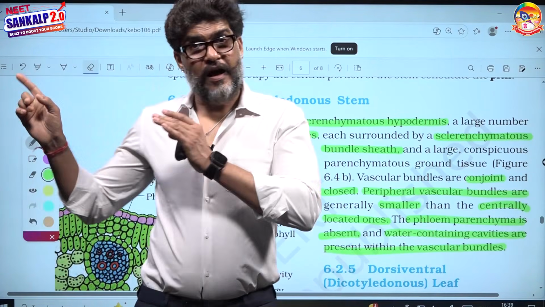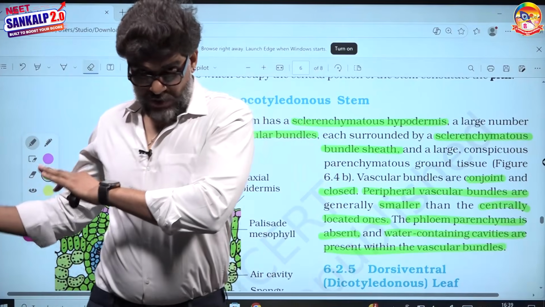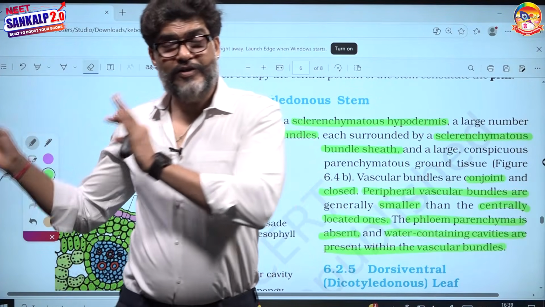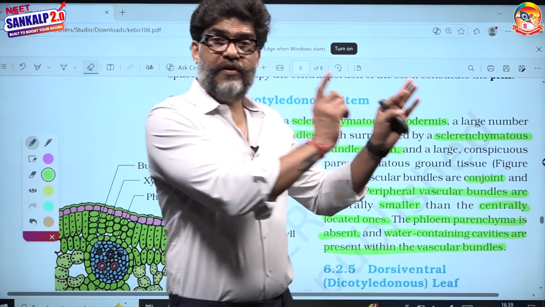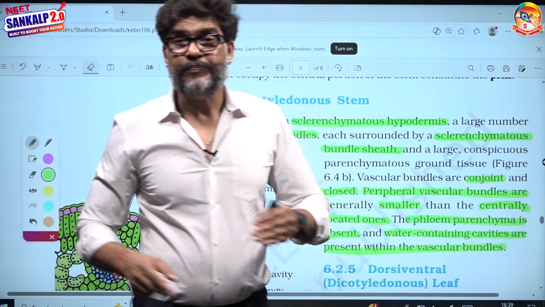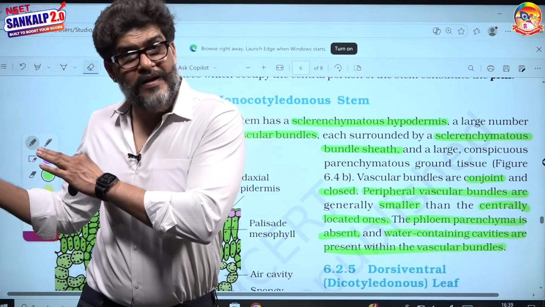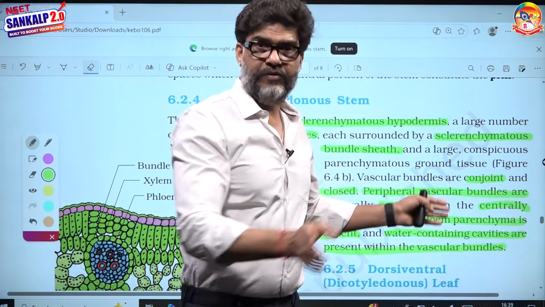Vascular bundles are of uniform size in one, and of different sizes in the other. Dicot stem, monocot stem. In dicot stem, vascular bundles do not remain surrounded by a bundle sheath, but here the vascular bundle remains surrounded by a sclerenchymatous bundle sheath. Vascular bundles remain arranged in a ring, while here vascular bundles are scattered.